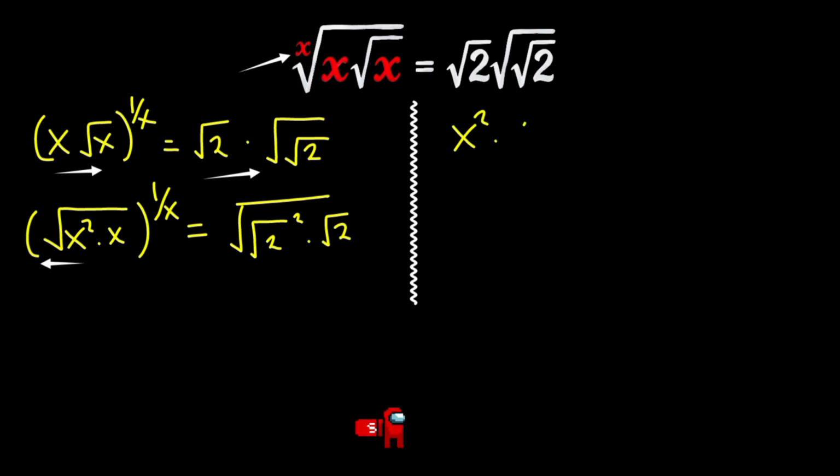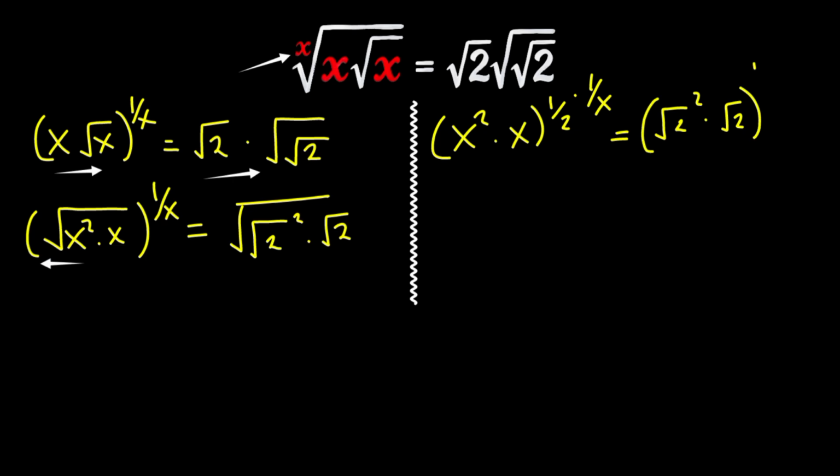So here we can say x squared times x, and then here we can convert the square root to a power of 1 over 2, and that multiplies 1 over x, and it equals, we do the same thing here also, square root of 2 squared times square root of 2, and then we have it to the power of 1 over 2. So we can just go ahead and cross out the power of 1 over 2, and also the square here cancels the root, therefore we have x squared times x and all to the power of 1 over x, and this equals 2 times square root of 2.